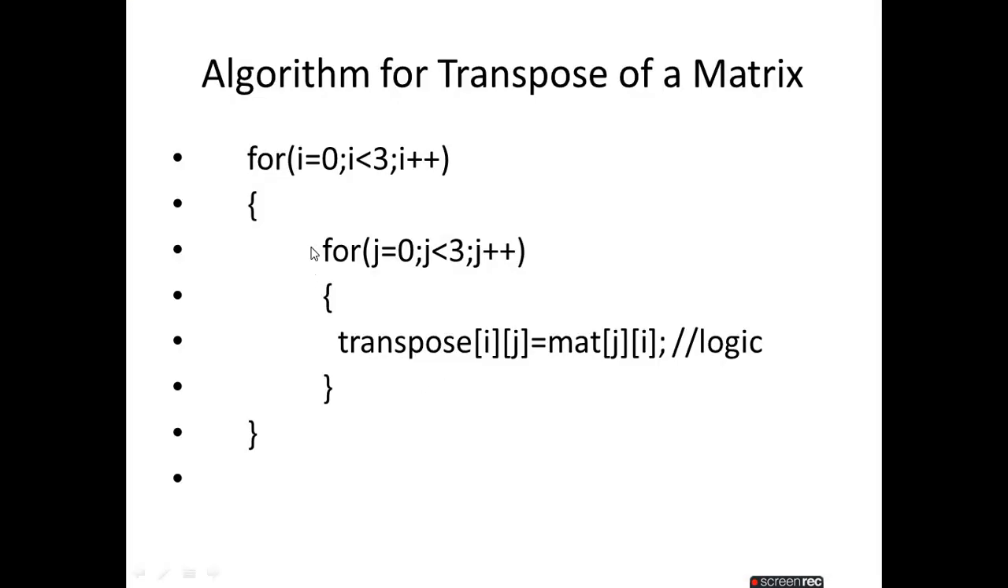Condition is true. Now, inside this nested for loop, for j equals 0, j less than 3. If the condition is true, go to this part and execute this statement. That means transpose of ij is stored with matrix of ji, then j is incremented until the condition breaks.